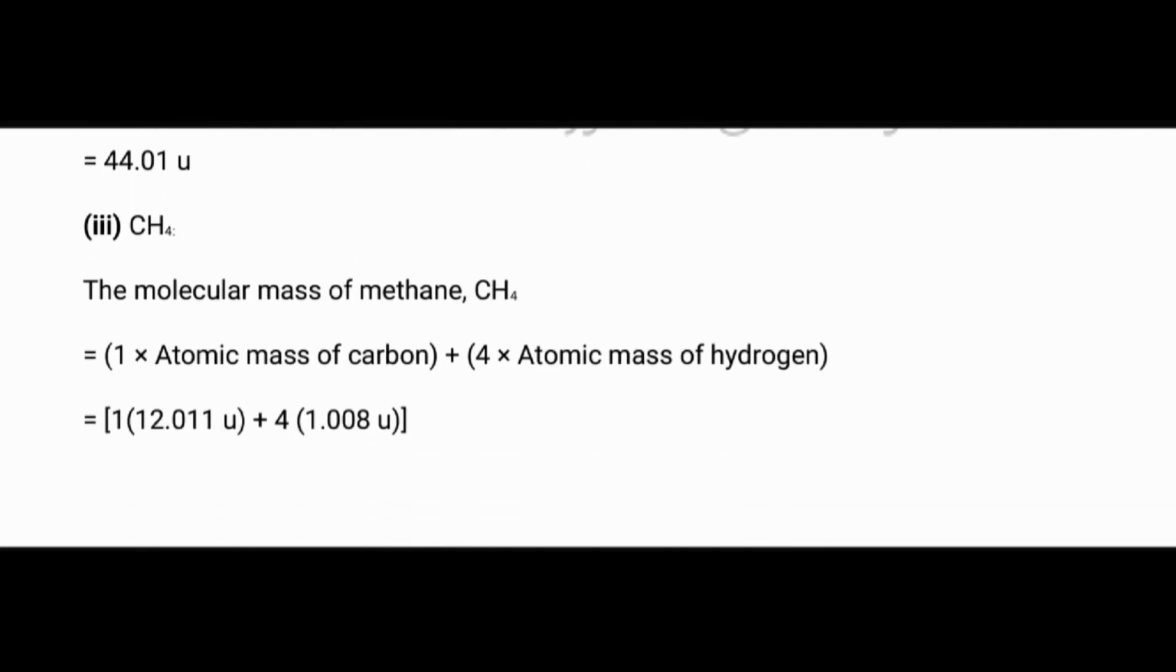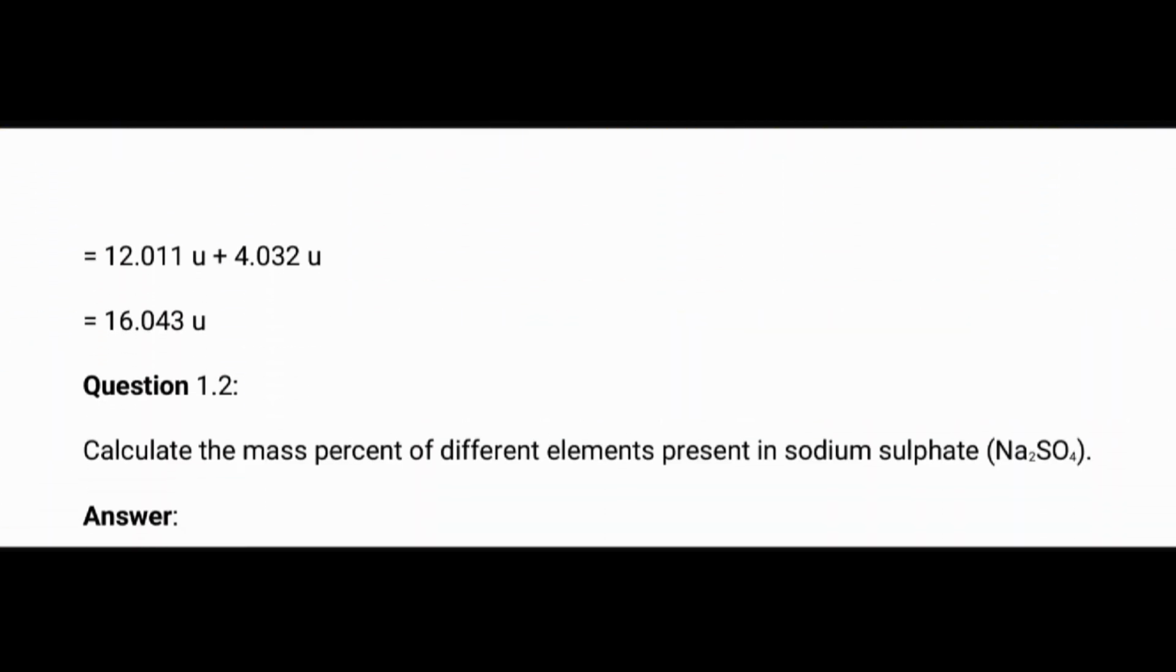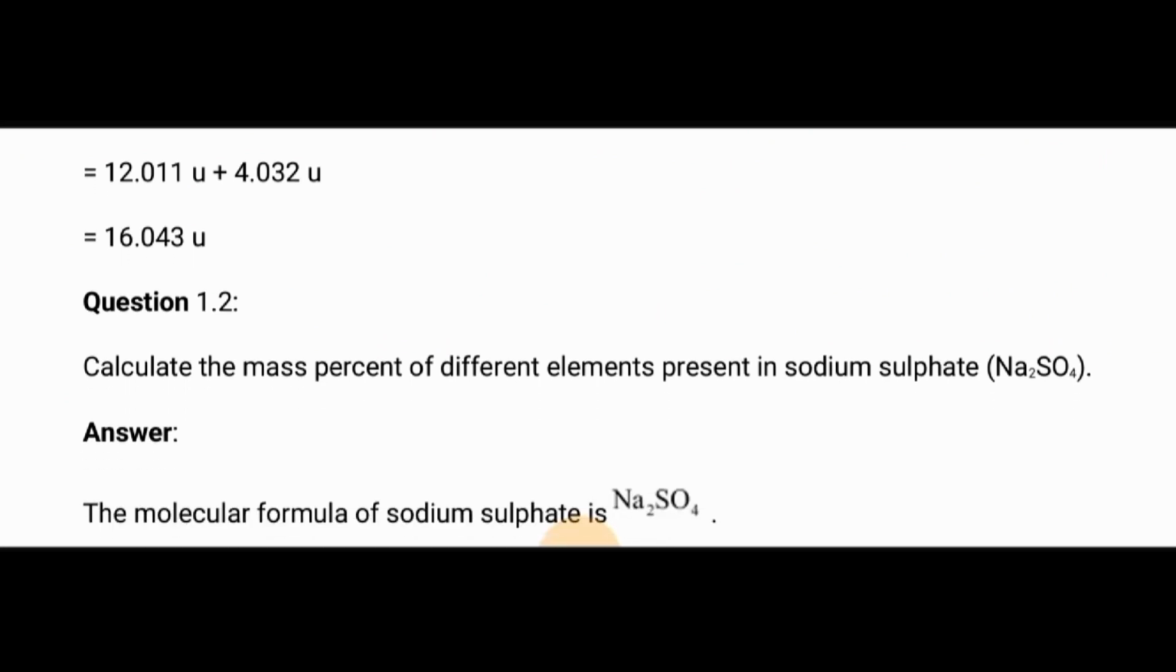Now next, methane. The atomic mass of carbon plus 4 into the atomic mass of hydrogen. Carbon mass 12 plus hydrogen mass 1 into 4. So 12 plus 4, which is equal to 16. Now our next question is: calculate the mass percentage of different elements present in sodium sulfate.